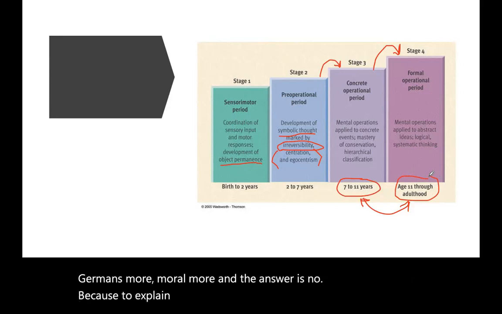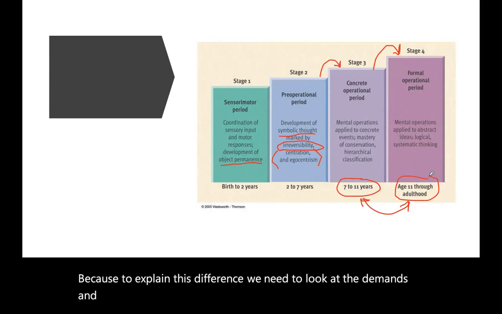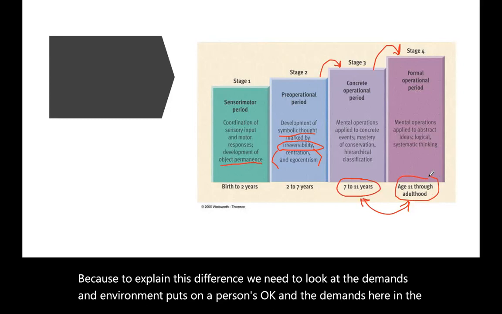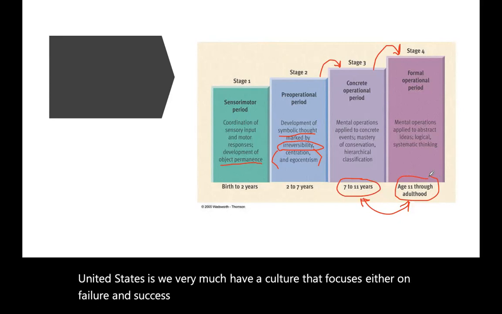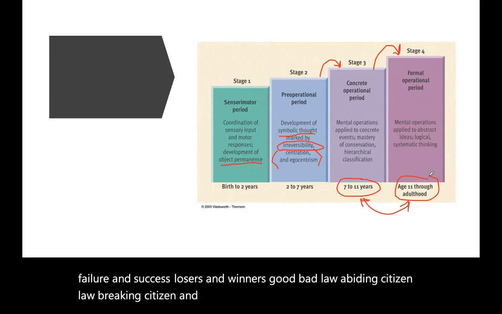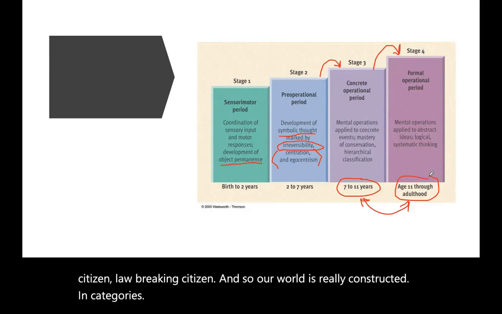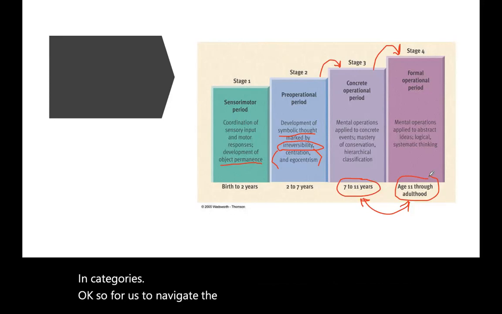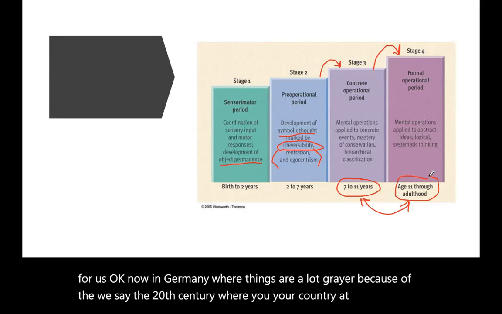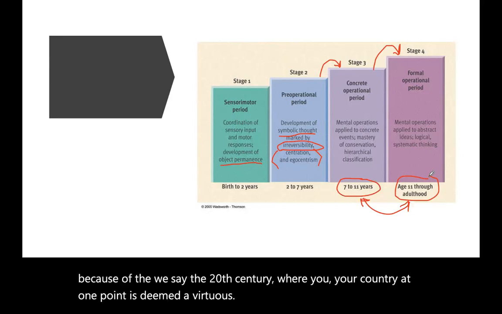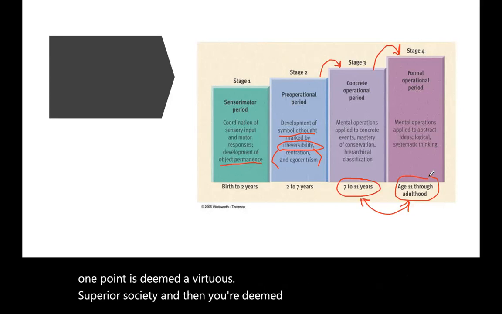Because to explain this difference, we need to look at the demands an environment puts on a person. And the demands here in the United States is we very much have a culture that focuses on failure and success, losers and winners, good, bad, law-abiding citizen, law-breaking citizen. And so our world is really constructed in categories. So for us to navigate the American culture, this stage makes sense for us. Now, in Germany, where things are a lot grayer because of, we say, the 20th century, where your country at one point is deemed a virtuous, superior society, and then you're deemed as one of the most evil societies in the world.